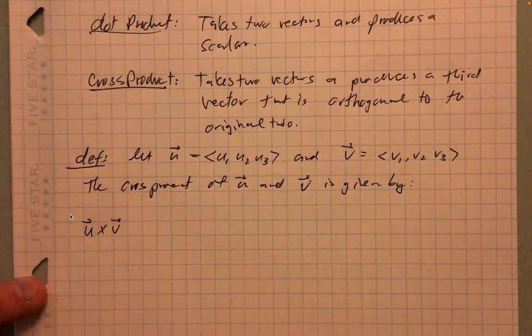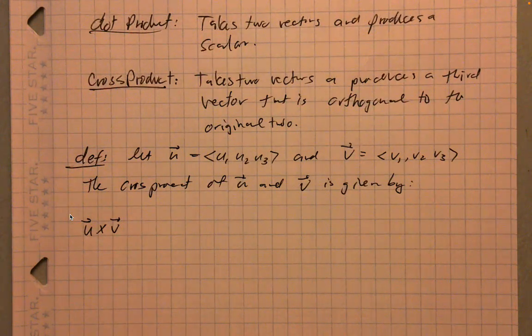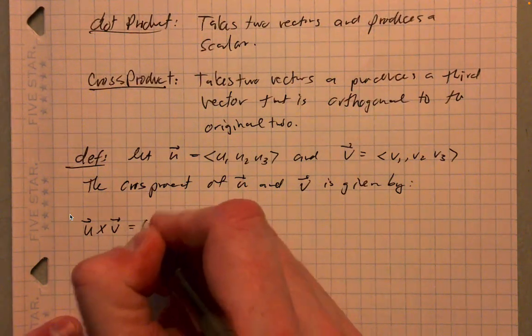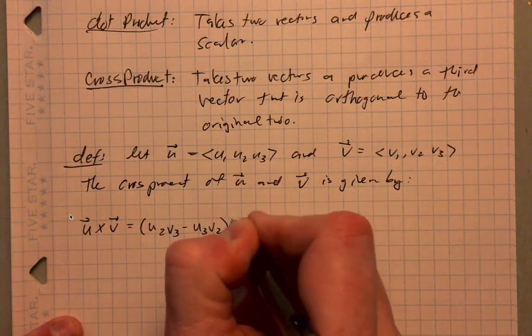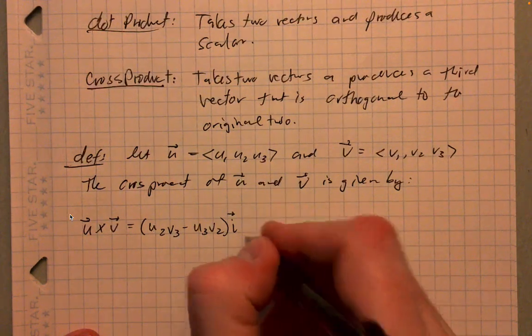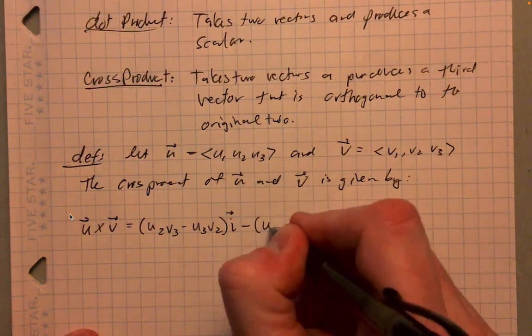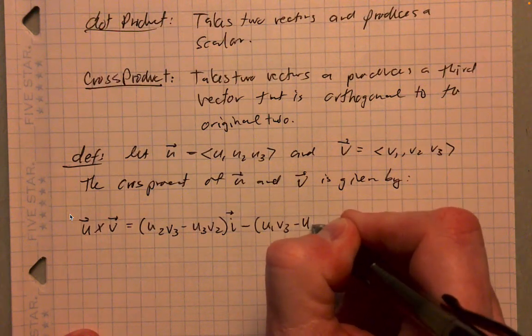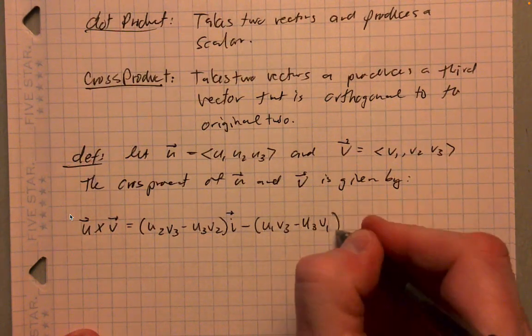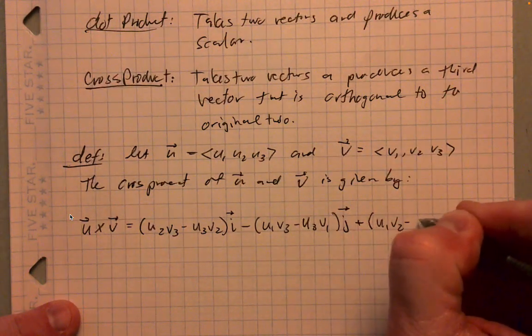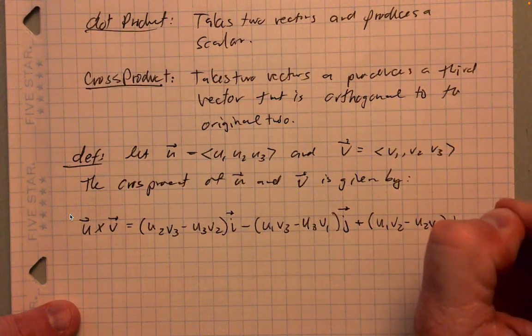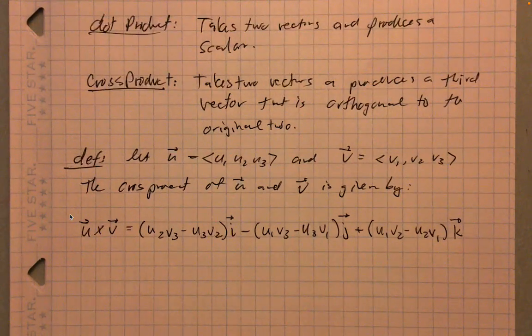So you have u cross v, that's the notation, like the traditional sort of multiplication, and the product looks like this. It's going to be u2 v3 minus u3 v2 times the i vector, minus u1 v3 minus u3 v1 times the j vector, and then plus u1 v2 minus u2 v1 times the k vector. That's the formula, if you will, for generating the cross product of two vectors.